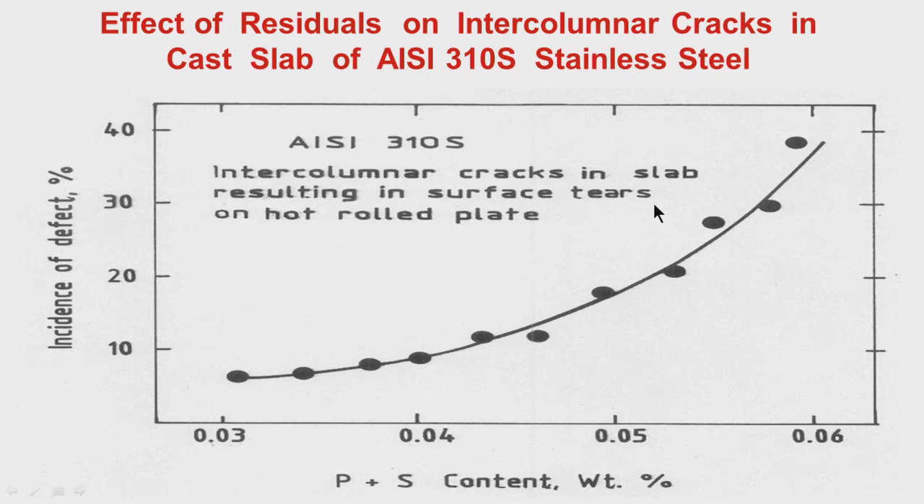These intercolumnar cracks you do not always see on the surface; they are internal, at intercolumnar locations. When these cracks in slab finally result in the rolled product, we call it surface tears, that means surface cracks on hot rolled plate or hot rolled coil or sheet. So we have to be careful about the intercolumnar cracks, and the solution lies in controlling phosphorus plus sulfur.